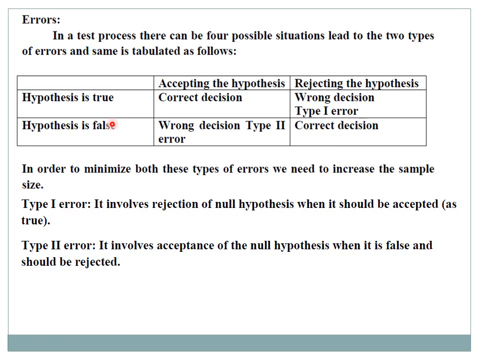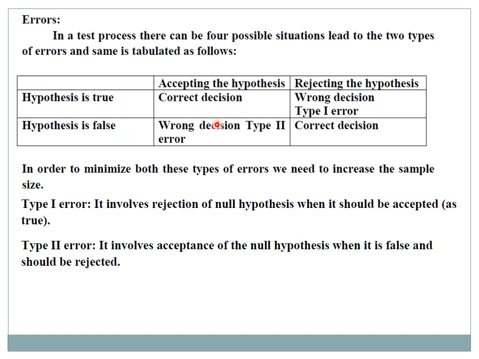My hypothesis is a person is having coronavirus. But when I conduct an experiment, I came to know that my hypothesis is wrong, meaning a person is not having coronavirus. But still they are accepting that hypothesis. Then that is nothing but type 2 error. That is a wrong decision.